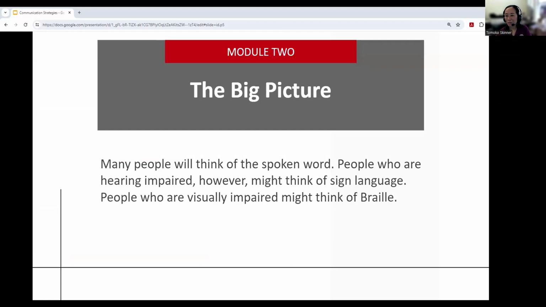Okay, so the big picture. When we say the word communication, many people will think of the spoken word. People who are hearing impaired might think of sign language, and people who are visually impaired might think of braille, as well as sounds. So in this module, we're going to explore the different ways in which we communicate.